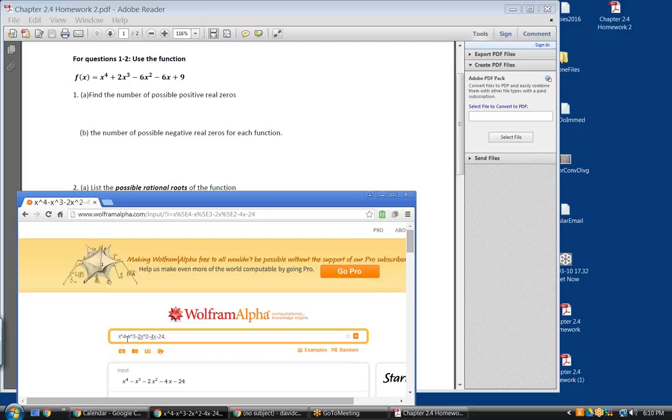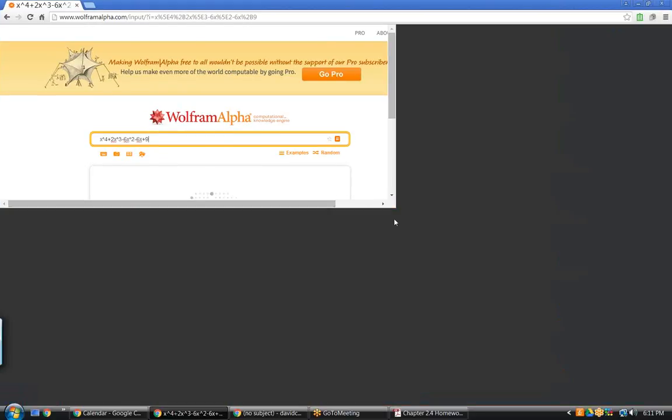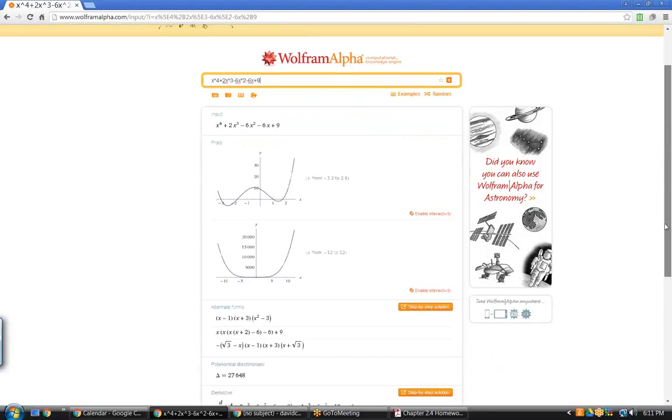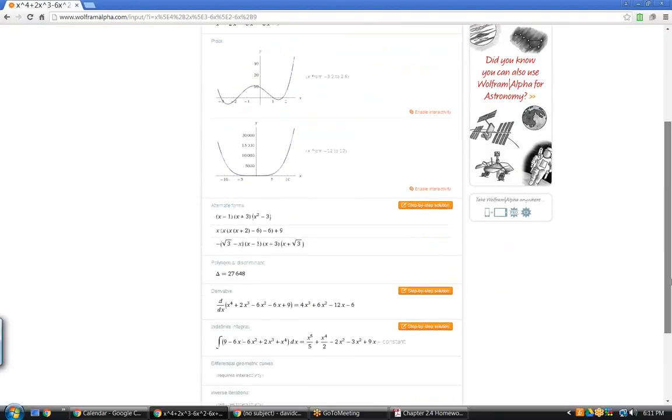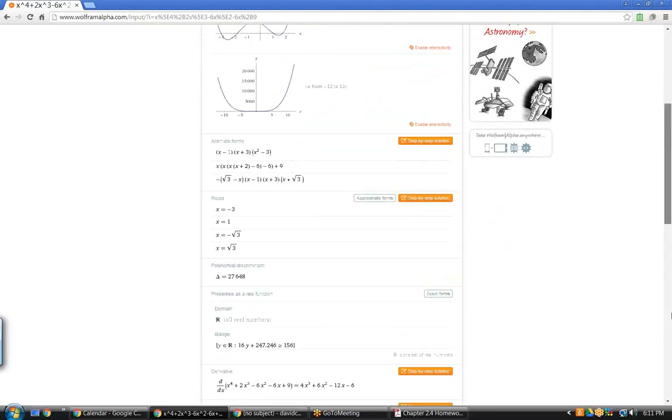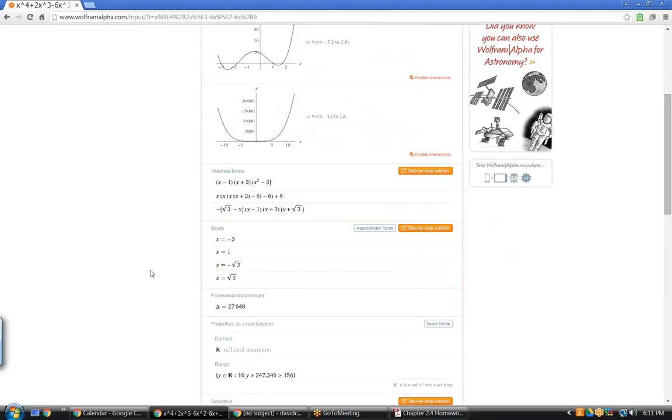Let's see, there's a +2 in front of that. And then we have minus 6x squared, so I'll change that to a 6. And minus 6x. And plus 9. Wolfram Alpha also is better than a normal calculator because it gives you all the zeros without you even asking for them. Okay. Here are the 4 roots.